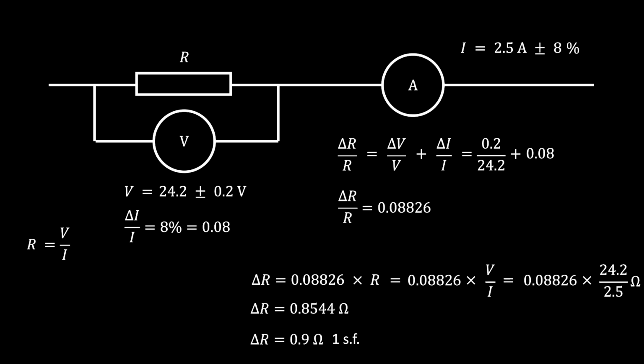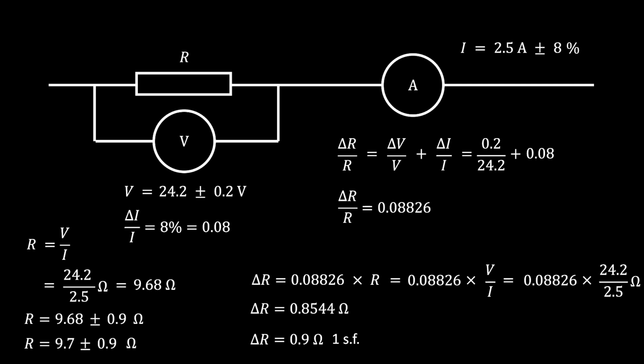Once we have the delta R, we have the value of our resistance as 9.68 plus or minus 0.9 ohm. And if we match the number of decimal places, meaning we write the value 9.68 to one decimal place to make it the same number of decimal places as the uncertainty, then we will have R equals 9.7 plus or minus 0.9 ohm.